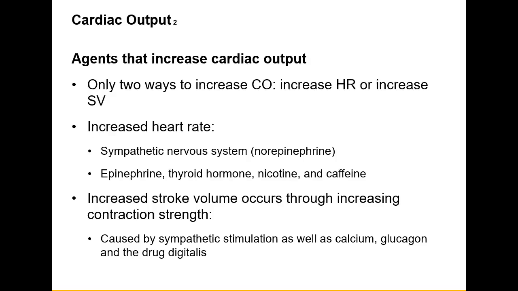We know that we can increase stroke volume to increase our cardiac output. The ways that we can do that is through using calcium, glucagon, and certain types of medications to increase that stroke volume. We also know that the sympathetic nervous system will not only increase heart rate, it can also increase stroke volume as well, which will increase the overall cardiac output.